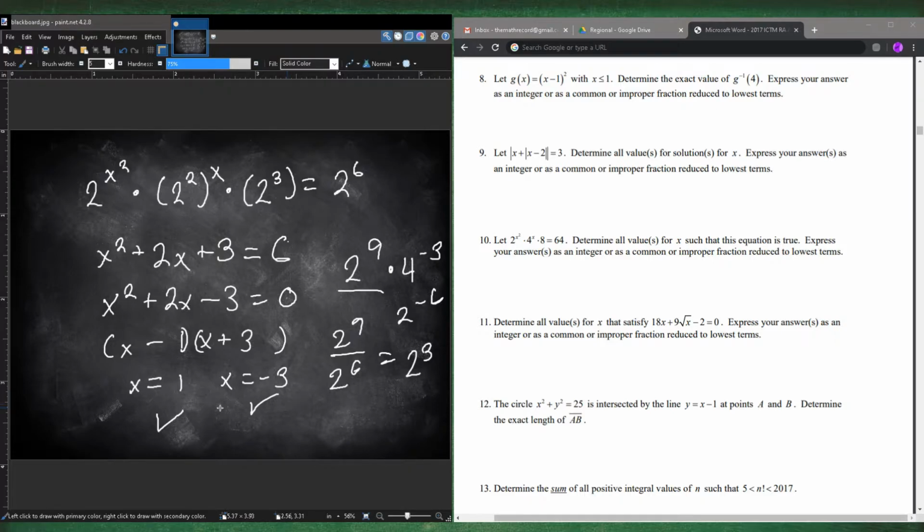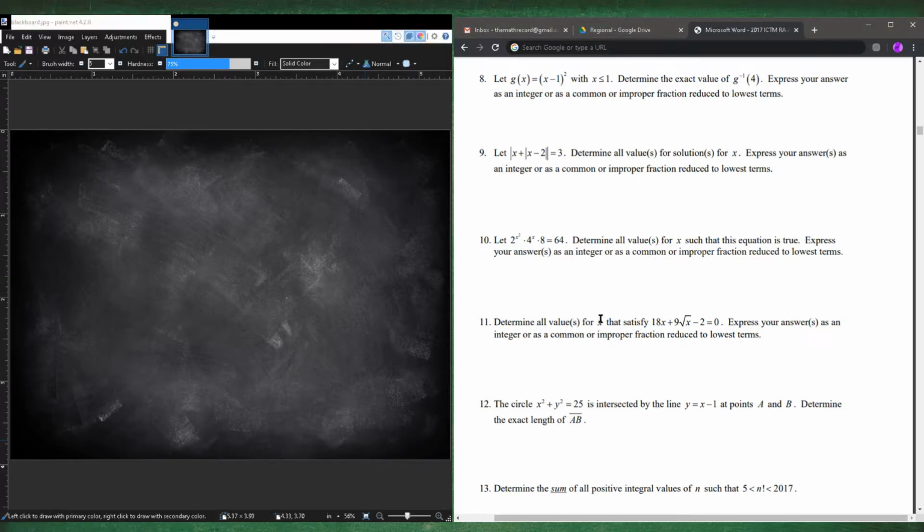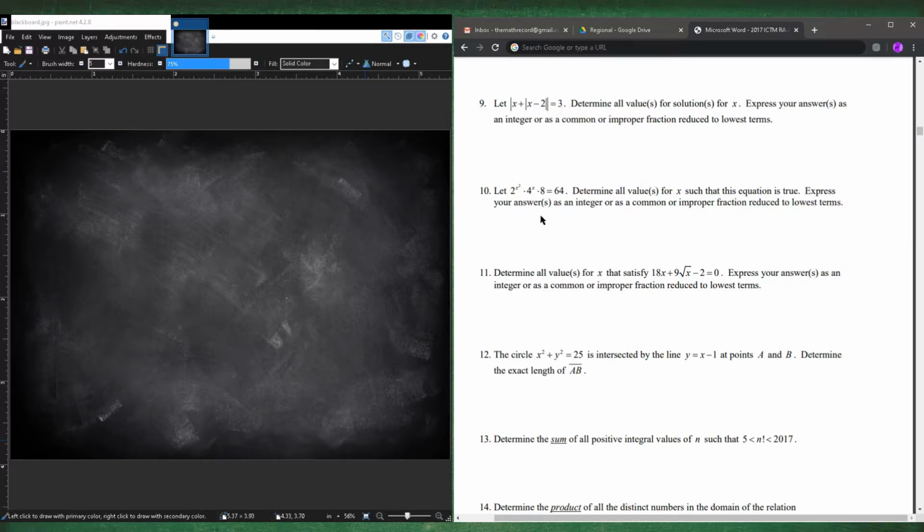So even though they're both correct, we always need to check if there's an extraneous solution just in case. But usually for exponents there usually isn't, unless there are radicals or absolute values. As I see right now, number 11: determine all values for x that satisfy 18x plus 9 square root x minus 2 is equal to 0. Express your answers as an integer or as a common or improper fraction, right?